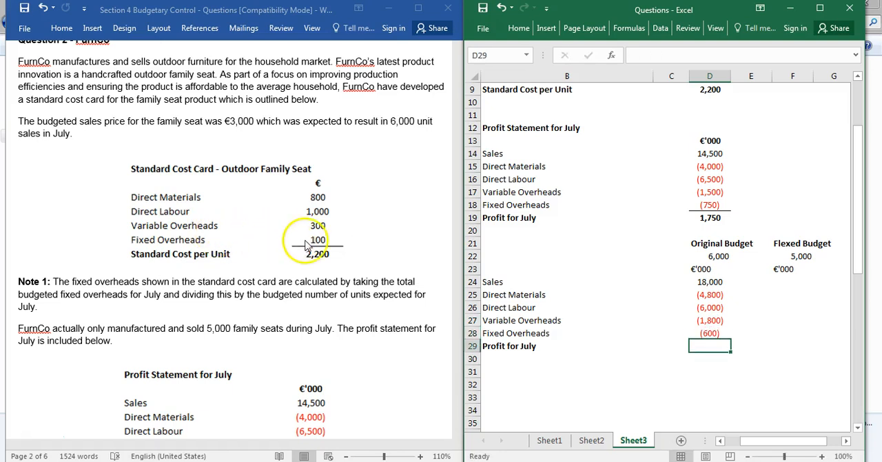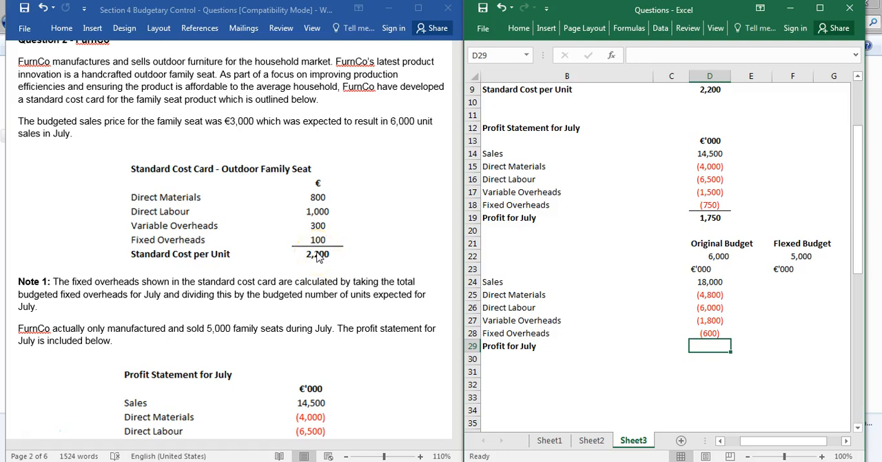Now, one thing to note here, pay attention to note 1, that they said the fixed overhead is shown in the standard cost card, calculated by taking the total budgeted fixed overheads divided by the budgeted number of units. So how that actually comes about is the total fixed overheads are expected to be 600,000. Now, that's important when we do the flex budget, not to think that that's a variable cost. A lot of the time, what companies do is they estimate the total budgeted overheads and they take the budgeted units to get a cost per unit. And that helps them then get a full cost for pricing purposes.